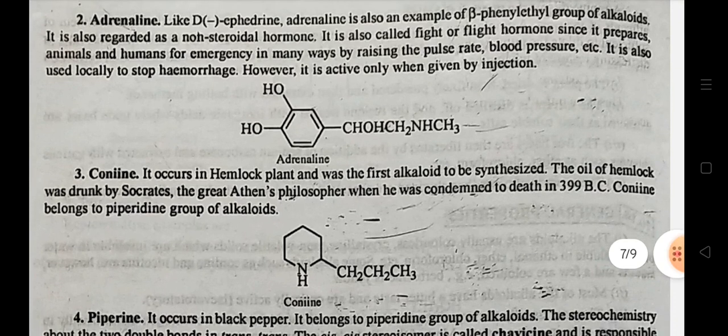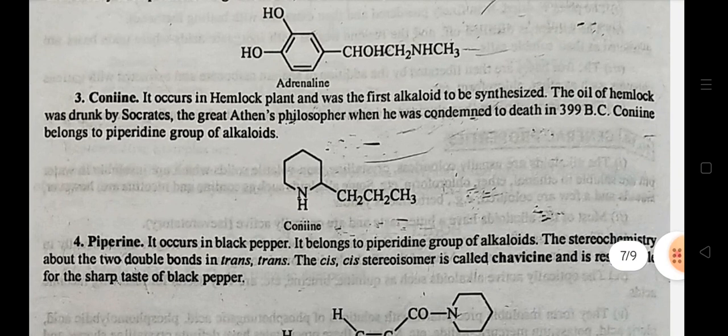Coniine. It occurs in hemlock plant and was the first alkaloid to be synthesized. The oil of hemlock was drunk by Socrates, the great Athenian philosopher, when he was condemned to death in 399 BC. Coniine belongs to piperidine group of alkaloid.